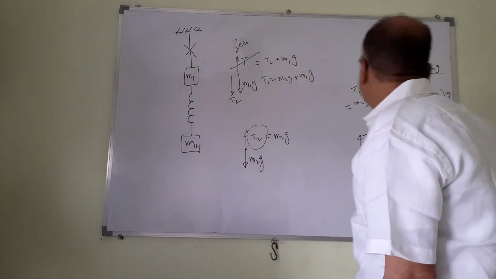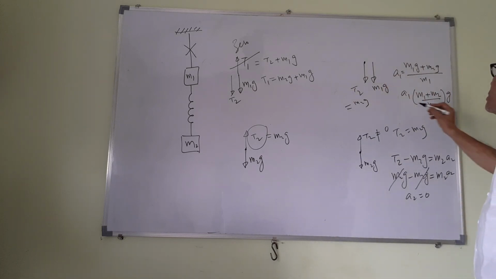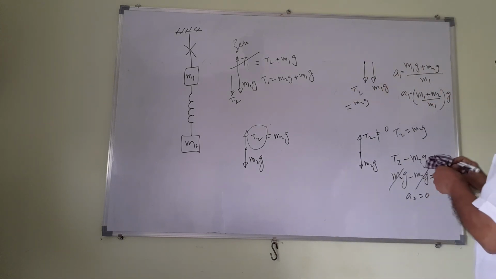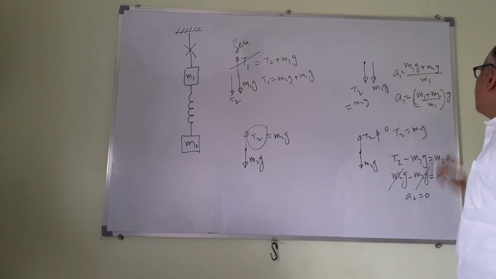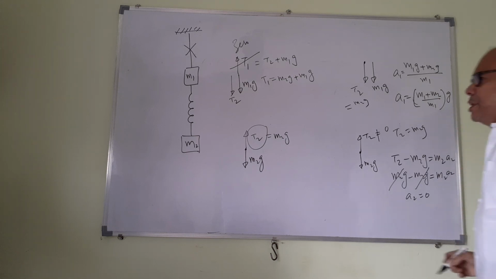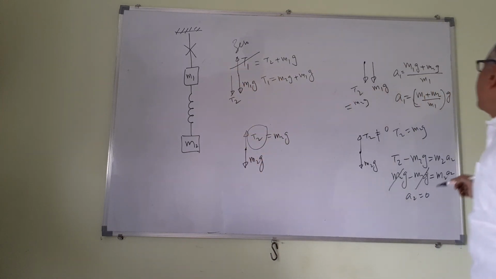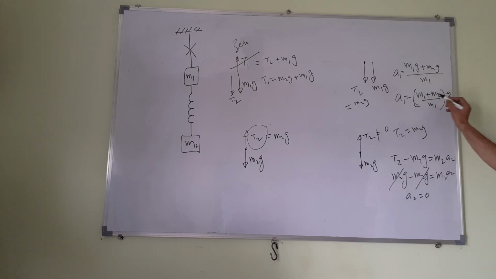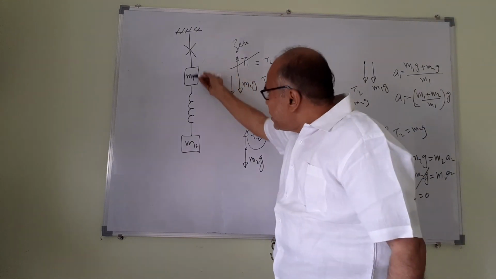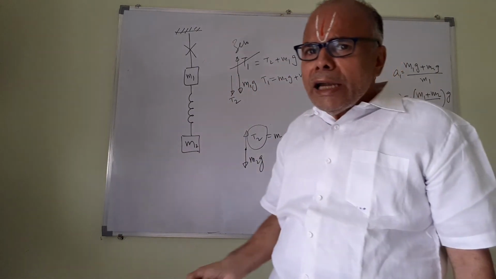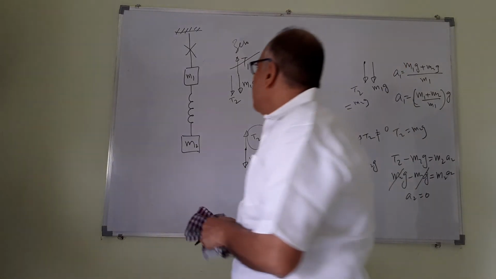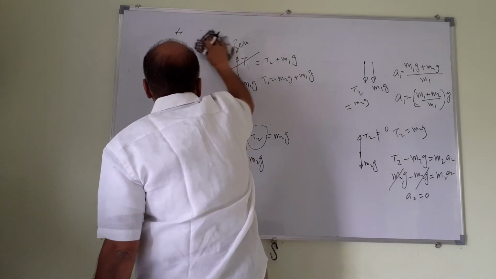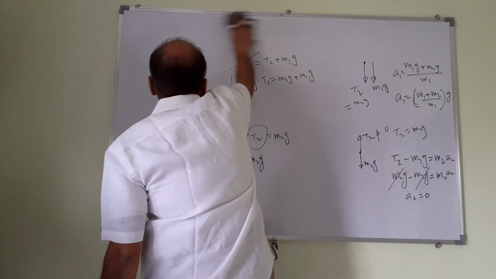This m1 would have an acceleration given by (m1 plus m2) by m1 into g. If m1 and m2 are equal, then you will have 2m1 by m1, m1 cancels, you will have a1 equal to 2g. That is, this will accelerate downwards at twice the acceleration due to gravity, and this will have zero acceleration.